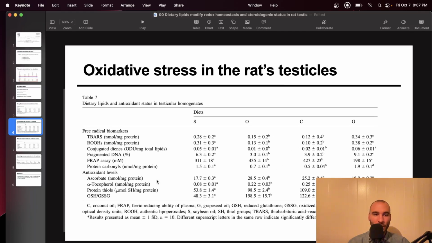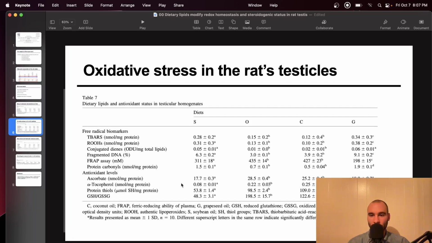When we get down here, we start to look at antioxidant levels. The highest amount of vitamin C. Vitamin C is the water-soluble antioxidant, and alpha tocopherol is the fat-soluble antioxidant.